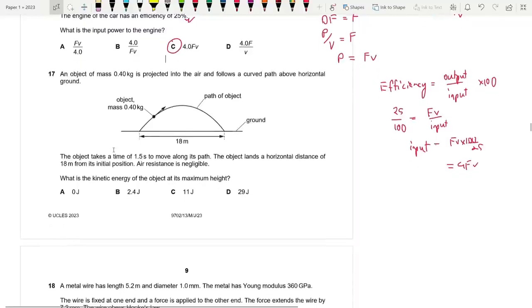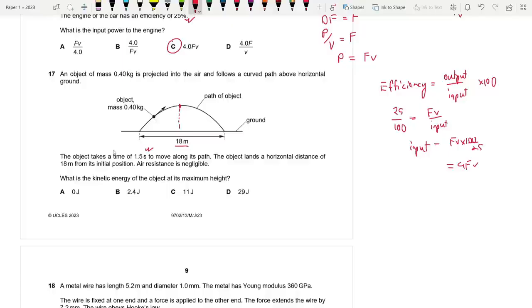Okay. Next, an object of mass 0.4 kg is projected into the air and follows a curved path above horizontal ground. The object takes a time of 1.5 seconds to move along its path. The object lands a horizontal distance of 18 meters from its initial position. Air resistance is negligible. What is the kinetic energy of the object at the maximum height? Okay, so clearly you guys remember that at the maximum height, it does not have vertical velocity anymore. It only has horizontal velocity. Okay, so it takes 1.5 seconds to travel this distance.